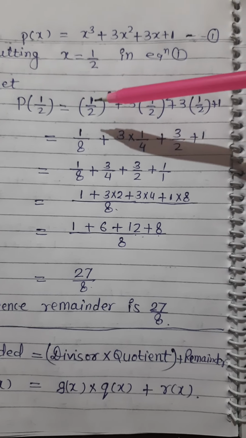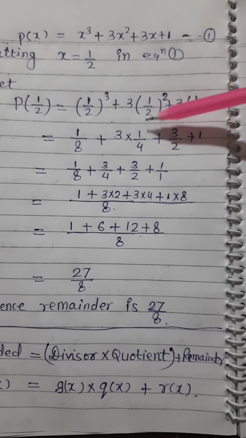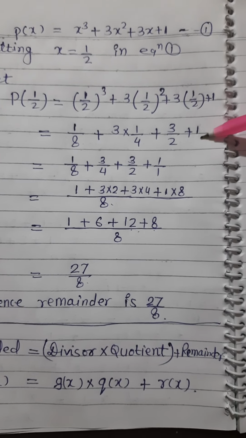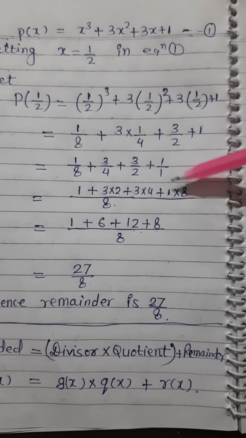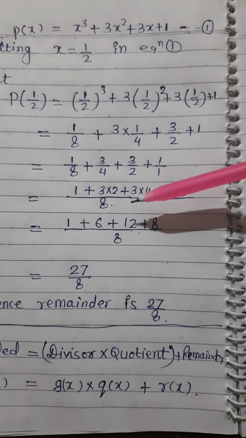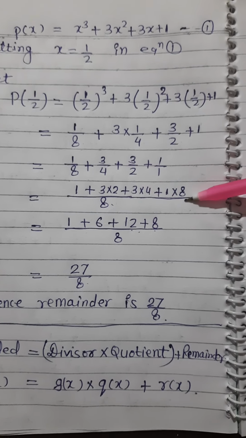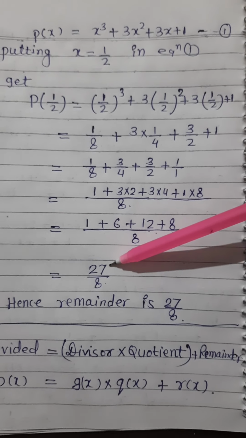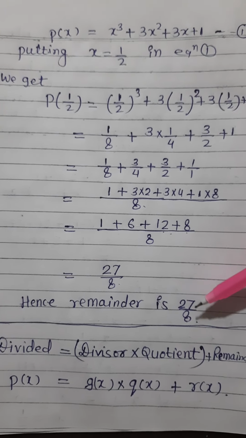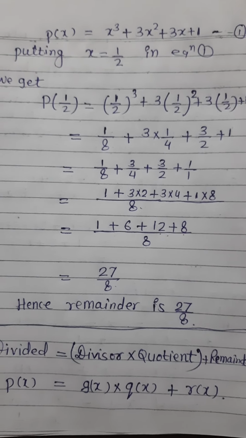Now solve. So 1 upon 2 to the power 3, plus 3 times 1 upon 4, plus 3 by 2, plus 1. Now take the LCM of all these terms. So we get LCM is 8. Now solve this. So after solving we get our answer 27 upon 8. Hence the remainder is 27 upon 8.